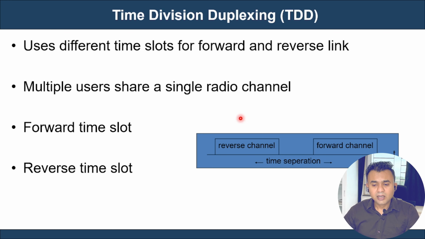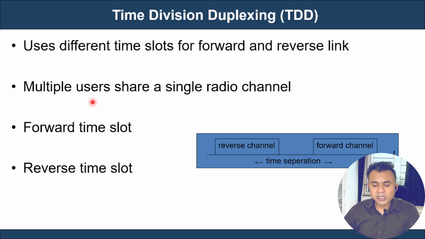Similarly, let's look at time division duplexing. In that, we do not have many frequencies. There is only one frequency on which we have to establish the communication. However, we want to establish communication between both the mobile station and the base station. How do we do that? We provide time separation, such that a particular time slot is given for the forward channel and another time slot is given for the reverse channel. It will use different time slots for the forward and reverse link.